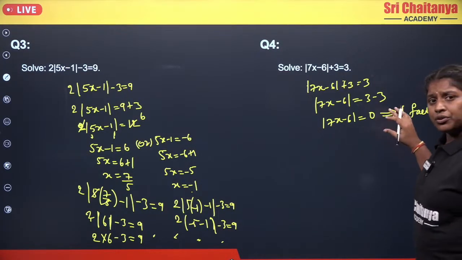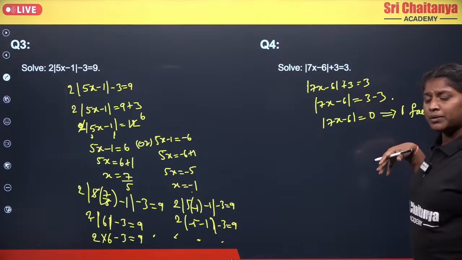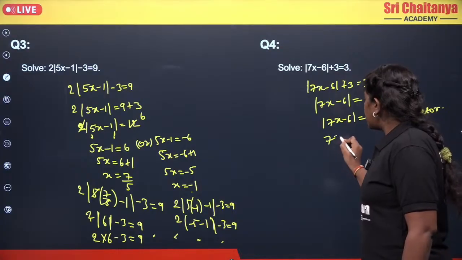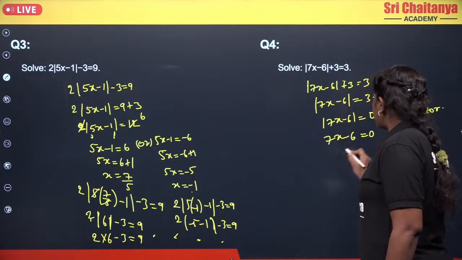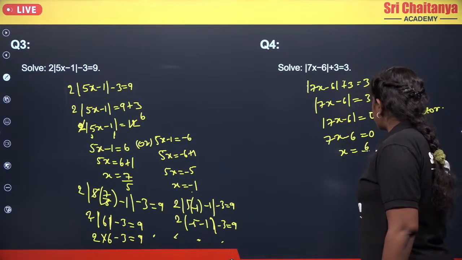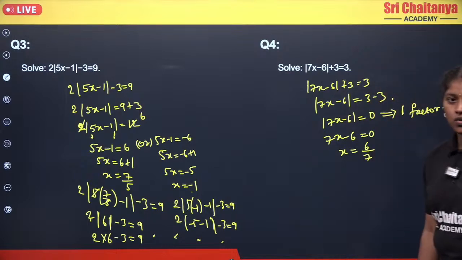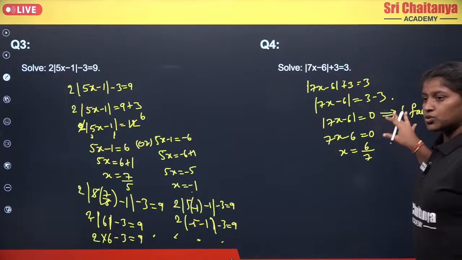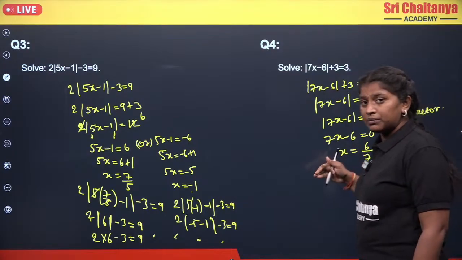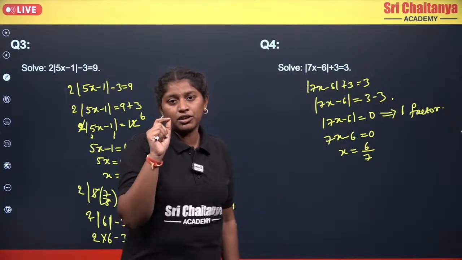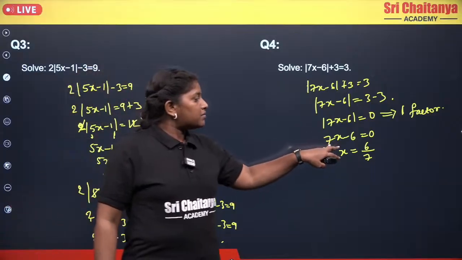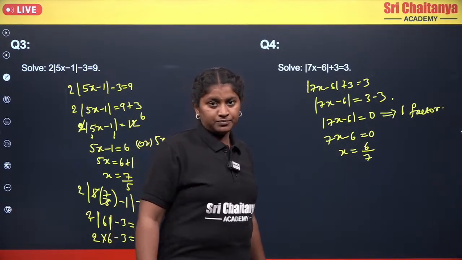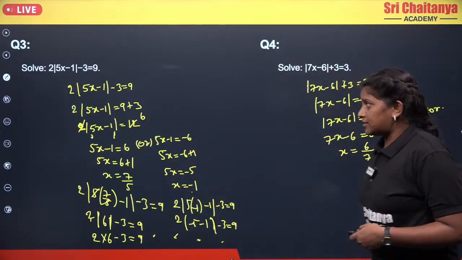Why? Because if you take the modulus of 0, then plus or minus, it will be 0 only. So now here it will become 7x minus 6 equals 0. From this, x will be equal to 6 by 7. Now here we are having the absolute value equals 0, so in this condition also we will be getting only one zero. That becomes 7x minus 6 equals 0, where x equals 6 by 7. Clear? Now moving to the next.